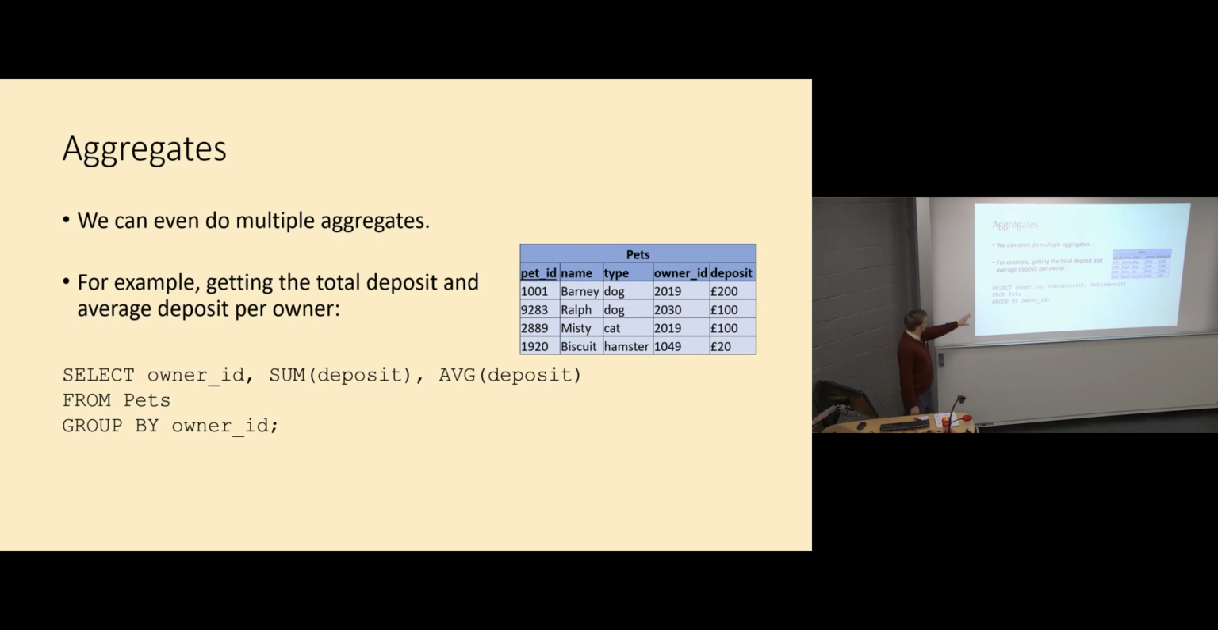Now, there's no reason you have to select owner ID. I just do because it makes the tables nicer. So you actually see which owner has which value. So, for example, we have 1049 who's just got a hamster. Their total and their average is the same.